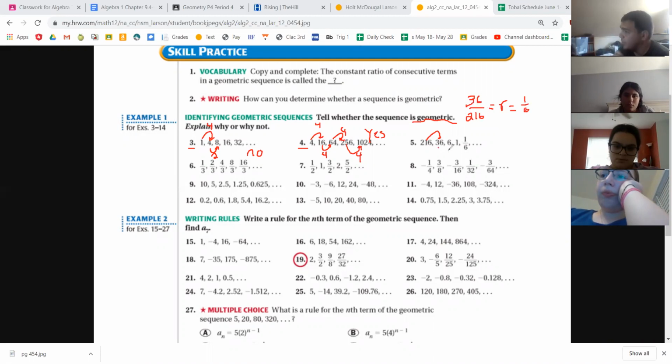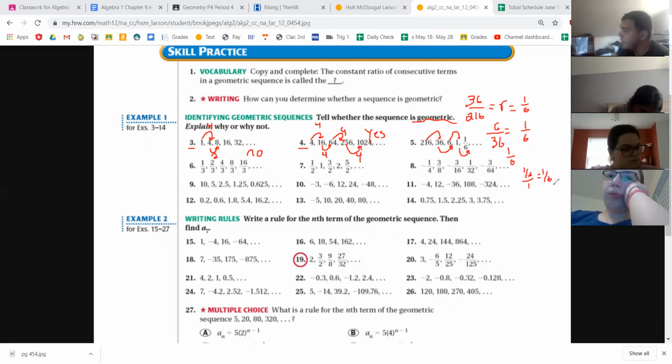Let's check the next one. So we're going to here to here. 6 over 36. That gets reduced down to 1 over 6. Here to here. Next one is 1 over 6. Hey, that's 1 over 6. And then here to here, it's 1 over 6 over 1. Anything over 1 is itself, so 1 over 6. So the key thing is here, you're going to put the number in front on top, and the number behind it on bottom. That's how you could check.